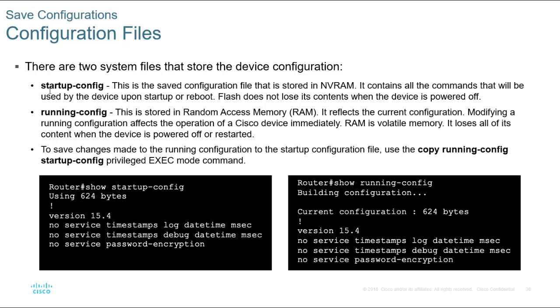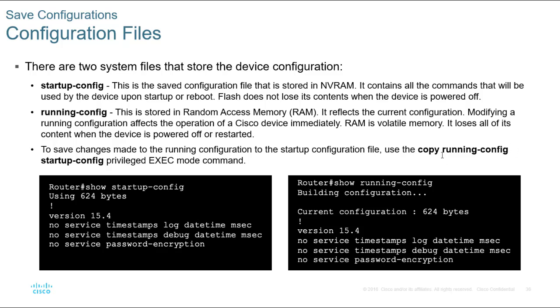But what you want to do is look at your non-volatile RAM, because that is where something called the startup-config is stored. Non-volatile random access memory is going to contain all the commands that are going to be invoked upon startup or reboot, and that's the flash. That's called the flash memory. That's not going to lose its contents when the device is powered off. What you can do is save the changes that are made to the running config so that they apply to the startup config file that's read at startup, hence the name.